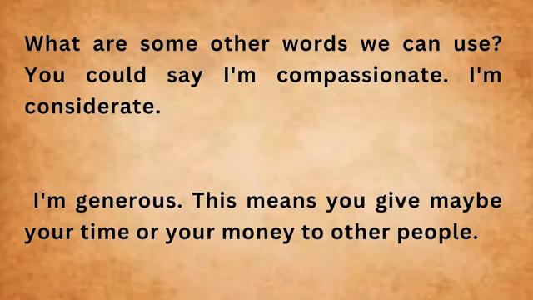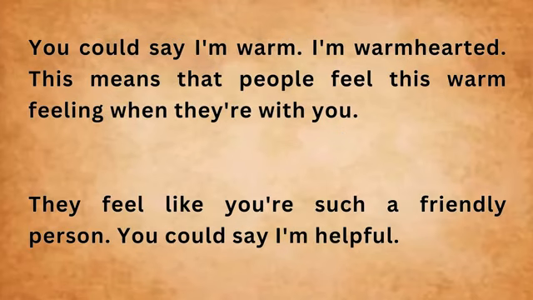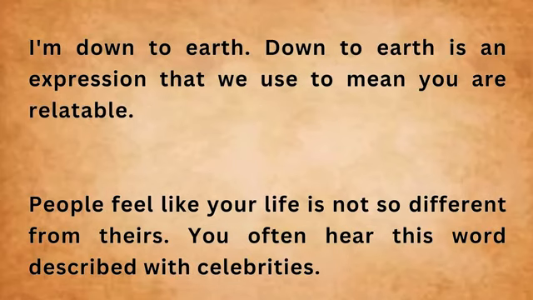You could say, "I'm compassionate. I'm considerate. I'm generous." This means you give maybe your time or your money to other people. You could say, "I'm warm. I'm warm-hearted." This means that people feel this warm feeling when they're with you. They feel like you're such a friendly person. You could say, "I'm helpful. I'm down to earth." Down to earth is an expression that we use to mean you are relatable. People feel like your life is not so different from theirs.